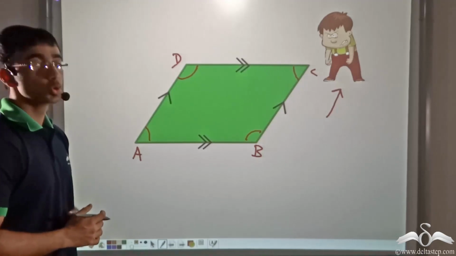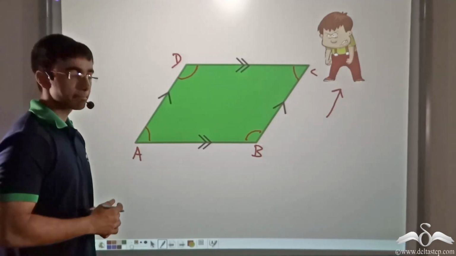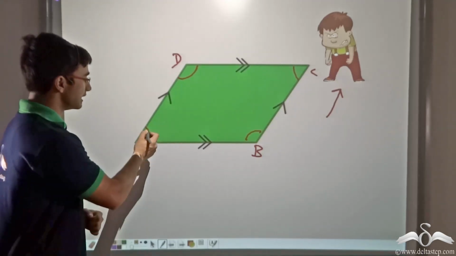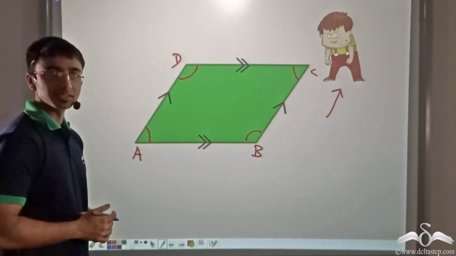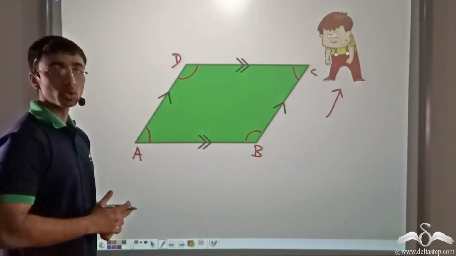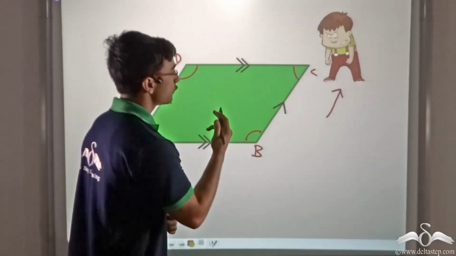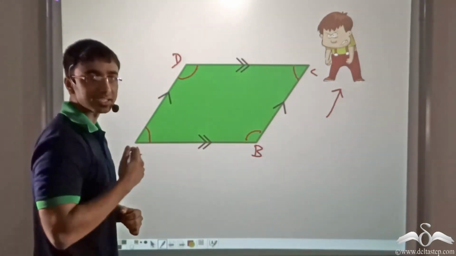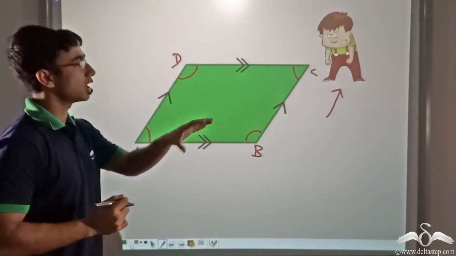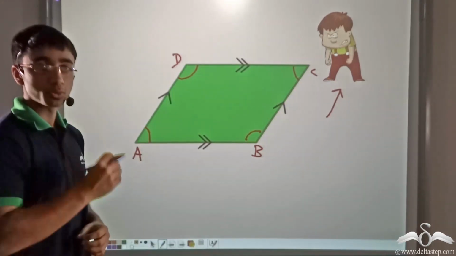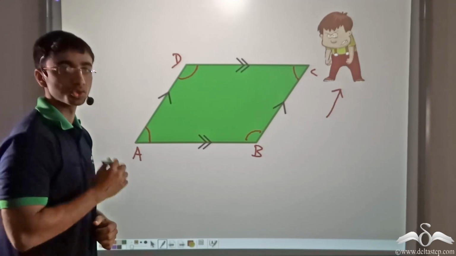Raghav was a boy who knew his mathematics very well. So what he did was he measured just one of the angles. And after measuring only one angle, he was able to find out the measures of all the other three angles correctly. So let us see how Raghav did this and what property of parallelograms he used.